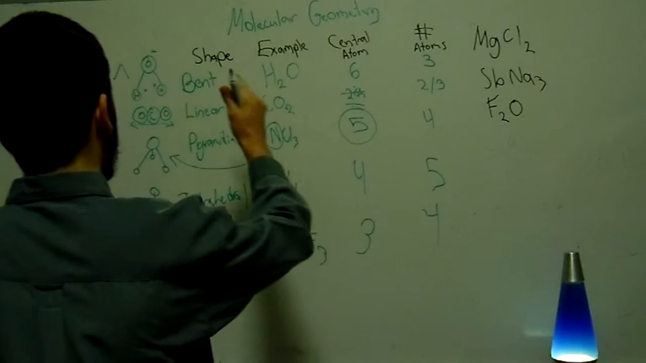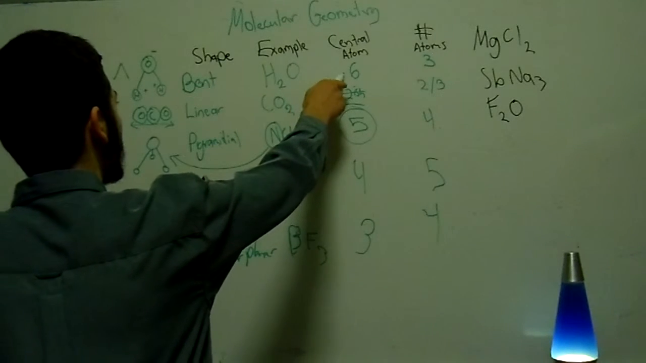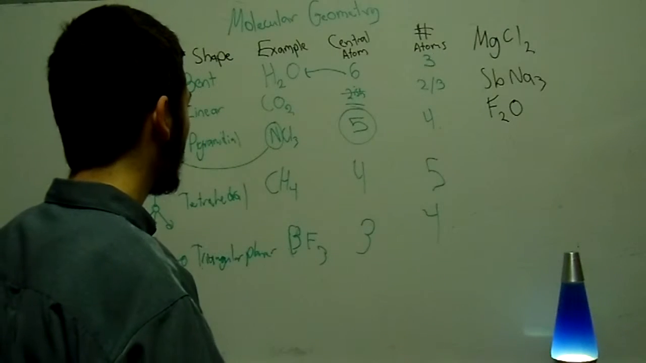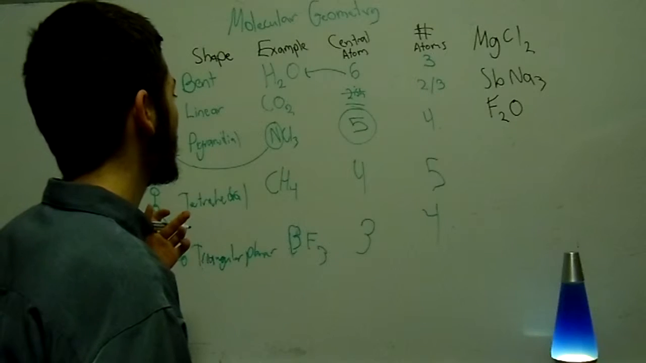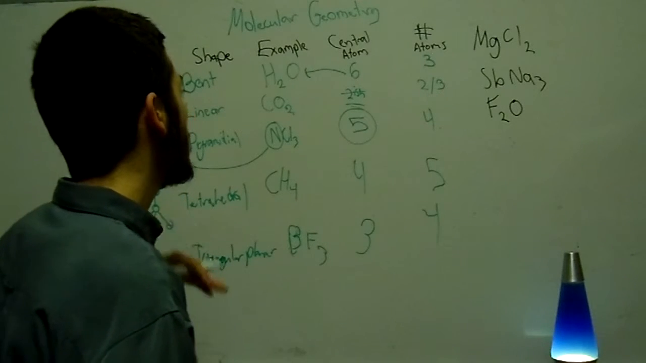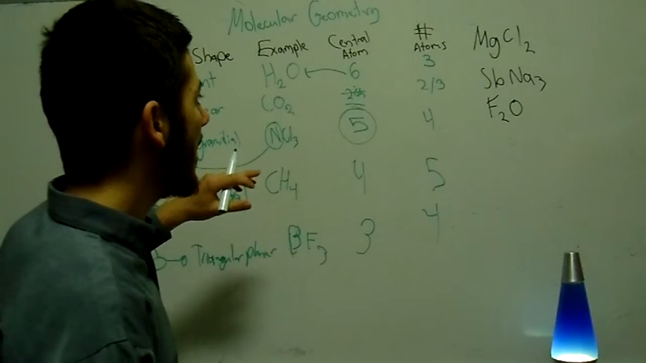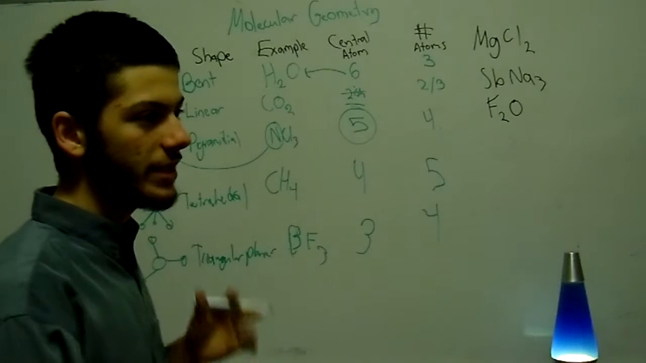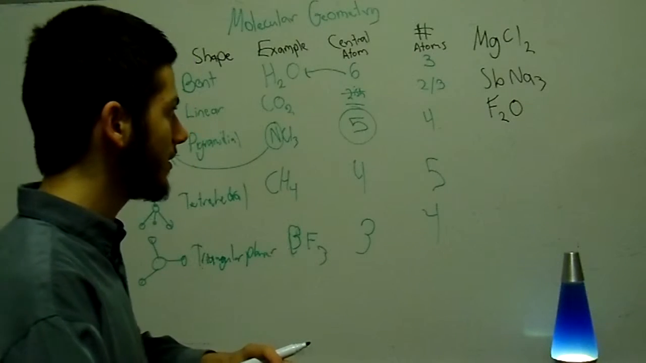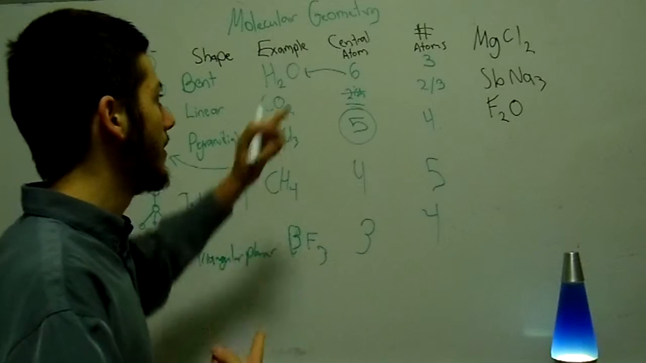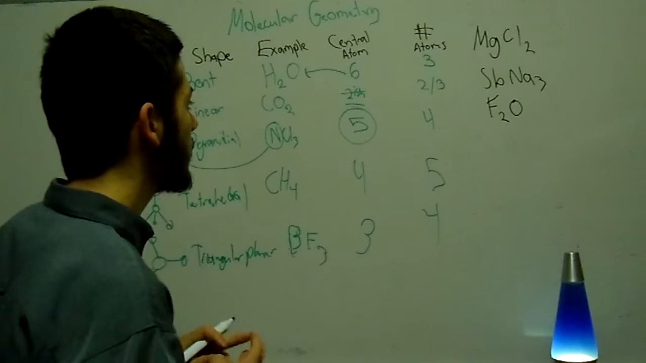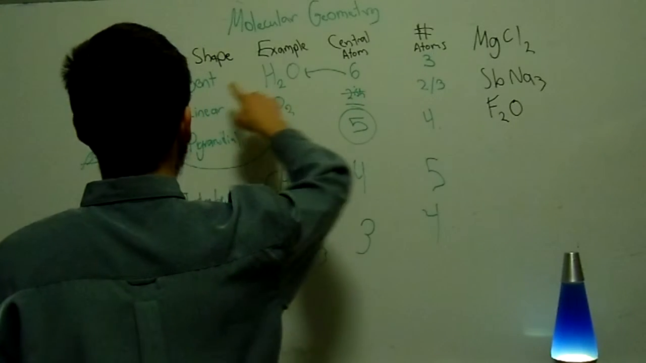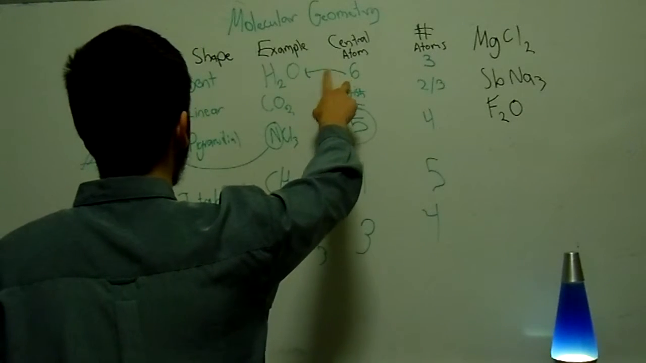You can tell that it's going to be a bent shape if the central atom, like this oxygen, is in group 6. Of course, you can have different combinations of oxygen or other things in group 6. But as long as the central atom is in group 6, you've got the beginnings of a bent shape. The other thing you need is in two parts. One, you need the central atom to be in group 6. The second part, you need to have 3 atoms. No more, no less. 3 atoms is going to equal this bent shape with a central atom in group 6.